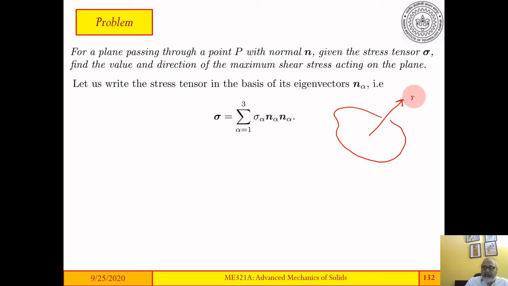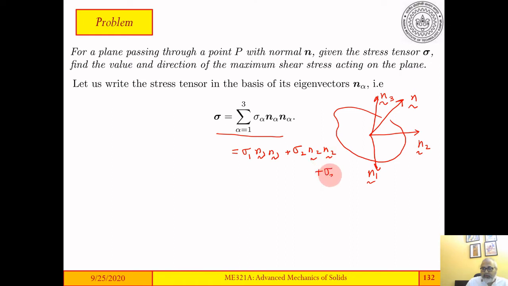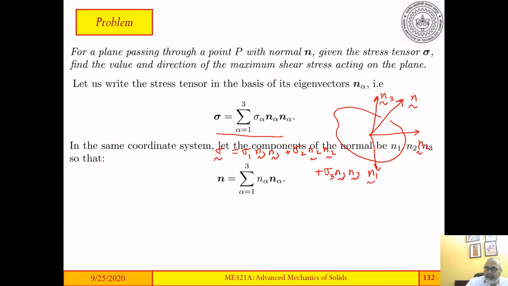The normal is n, and now we have taken the arbitrary set of axes given by n1, n2, n3. These are the eigenvalues, and then we can write the stress in this manner where no summation is implied. So sigma 1 n1 dyadic n1, it's diagonal, n2 dyadic n2, and so this is the representation of the stress in the n1, n2, n3 coordinate system. So now we can represent the normal, this vector n, in terms of its components. So n we also write in the same coordinate system as n1 n1, n2 n2, n3 n3. So n1, n2, n3 are the components of the normal.